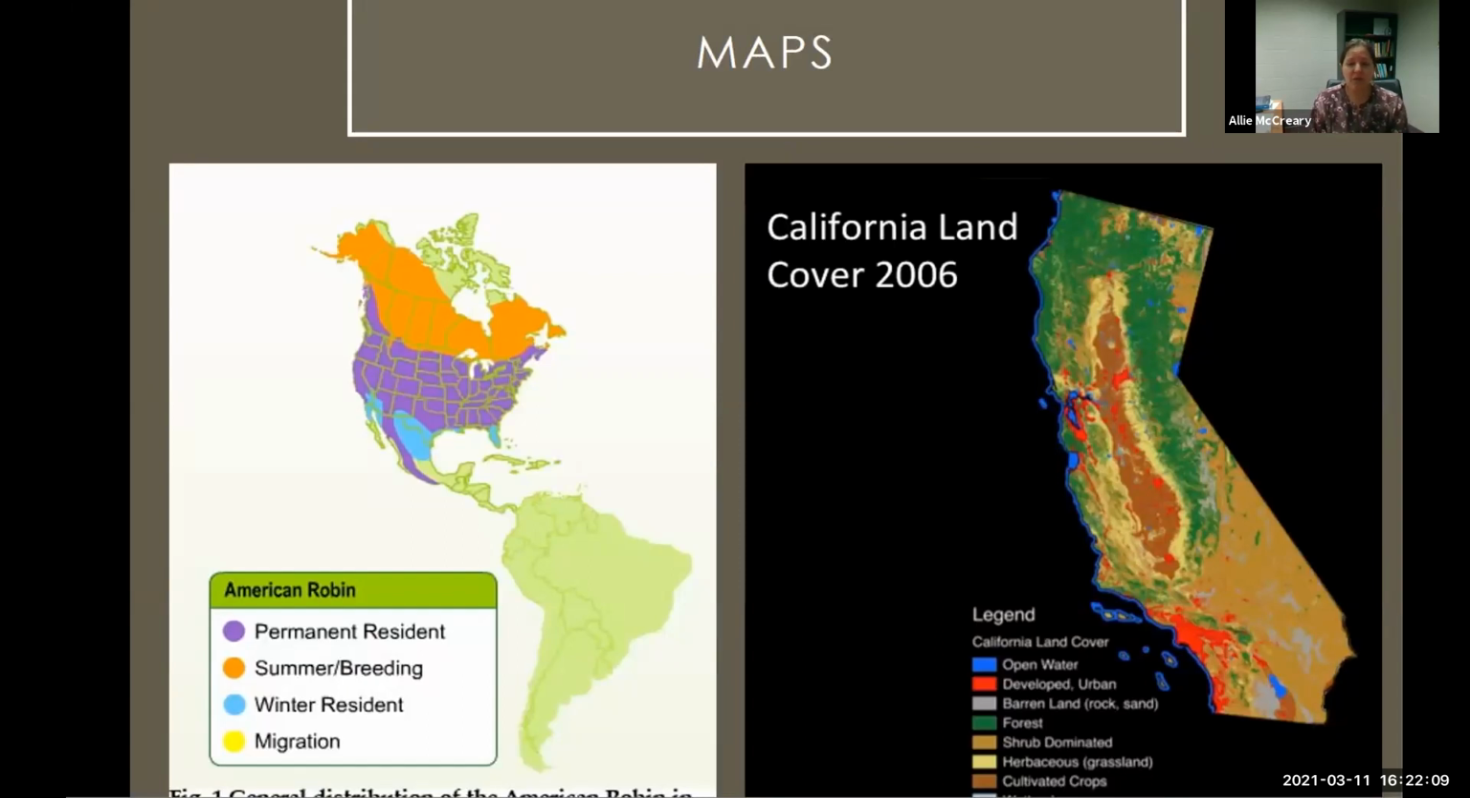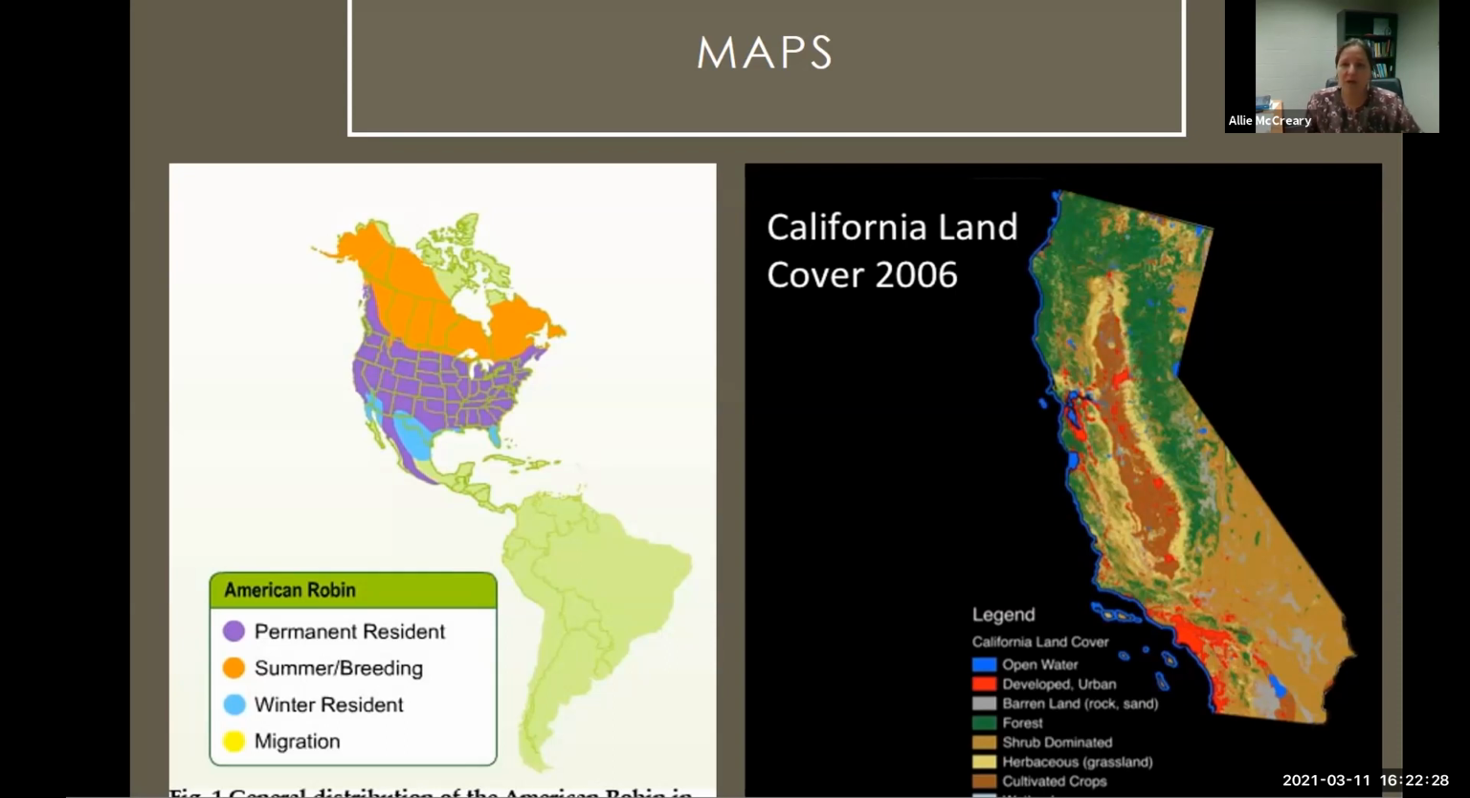And maps can be a really useful tool. It's not necessarily something you have to create, but maybe if you are doing research on a plant or animal species, and you just want people to know what is the range or extent of that species, to have some background information, you can reuse a map that's been created by somebody else.